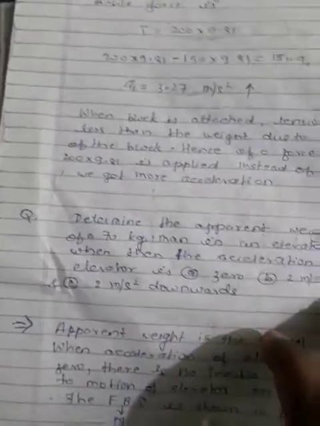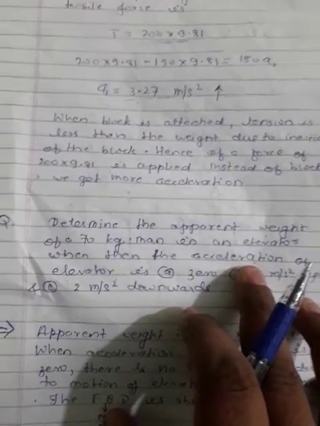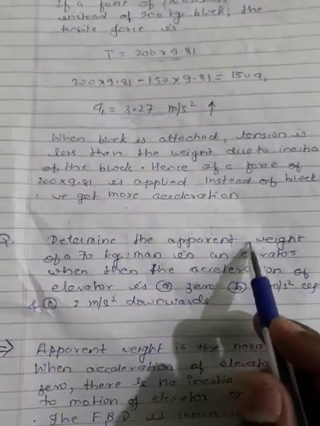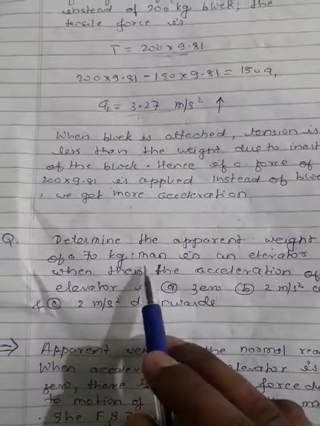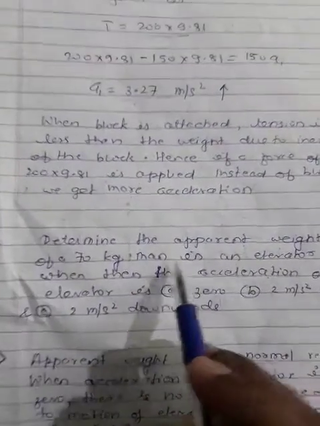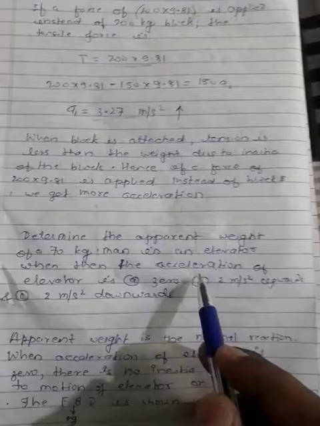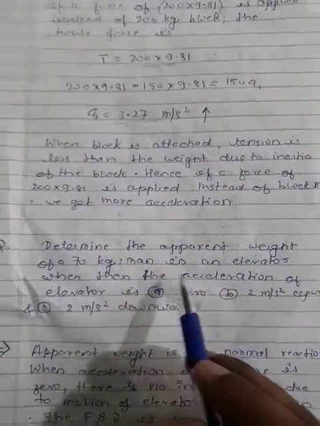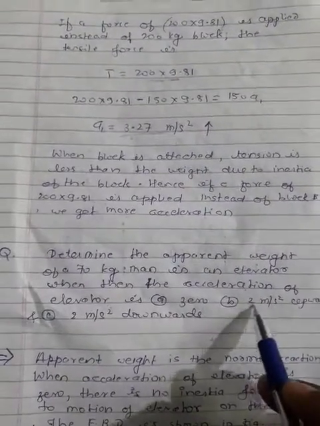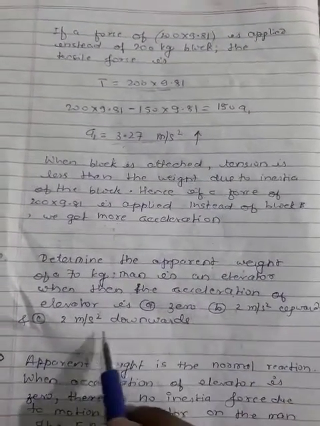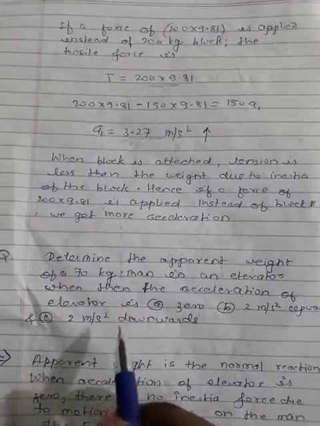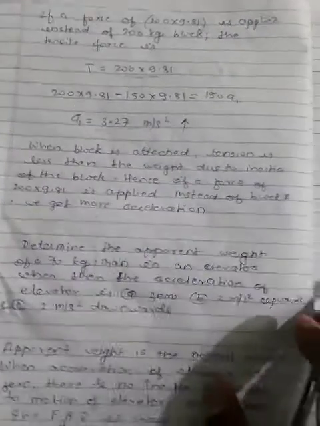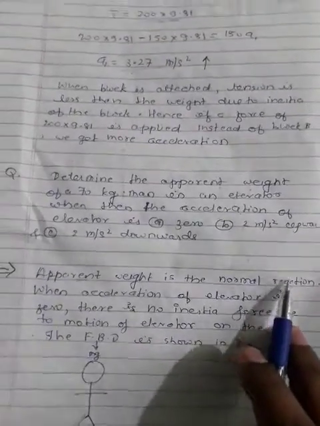Now we are going to deal with the next numerical on kinetics of rectilinear motion by Newton's second law of motion. In this case, determine the apparent weight of a 70 kg man in an elevator when the acceleration of the elevator is 0, 2 meter per second square upward, and 2 meter per second square downward. So initially here, apparent weight is nothing but the normal reaction.